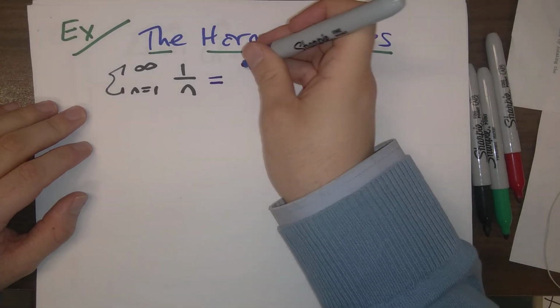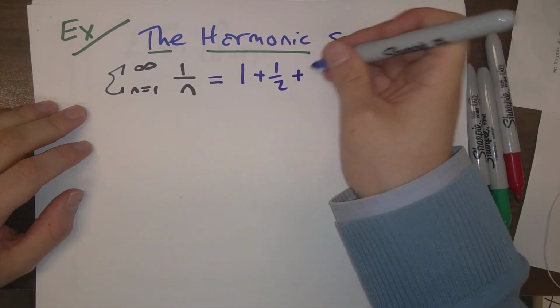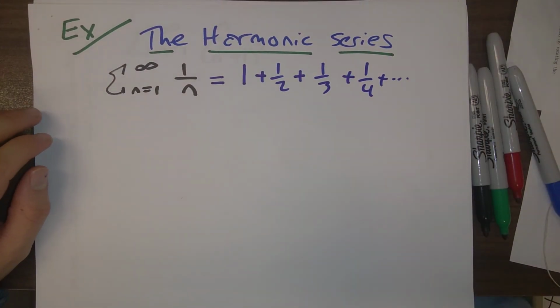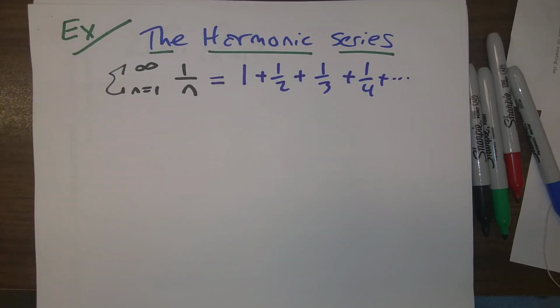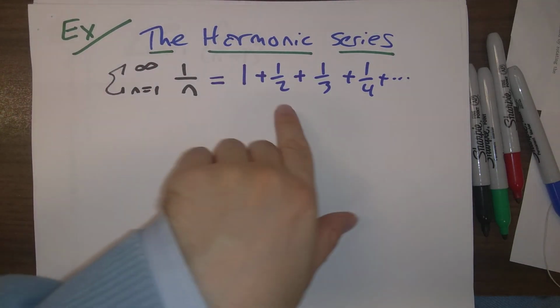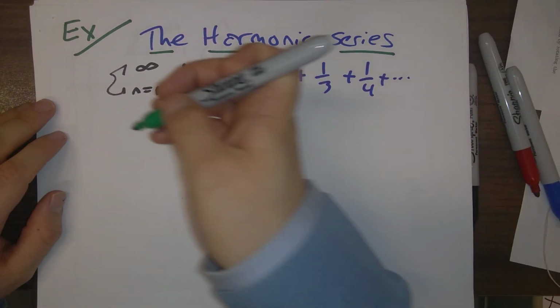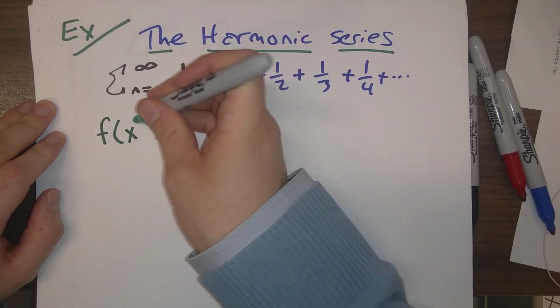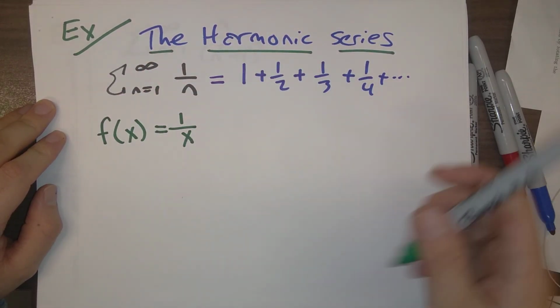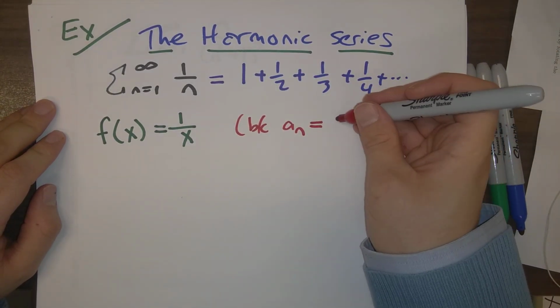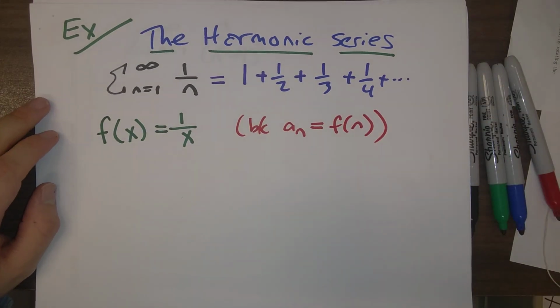This is a very famous and well-studied series. It starts off 1 plus 1/2, plus 1/3, plus 1/4, and so on and so forth. Let's just observe here, it's a series with positive terms. They are getting smaller and smaller. The limit of the terms is going to 0, so this may or may not converge right now. So let's think about what's going on here. The appropriate function we want to think about is f of x equals 1 over x, because a sub n is equal to f of n for all positive integers n.